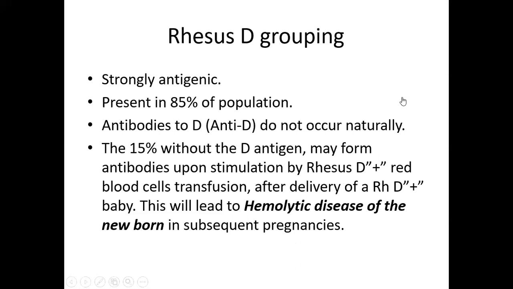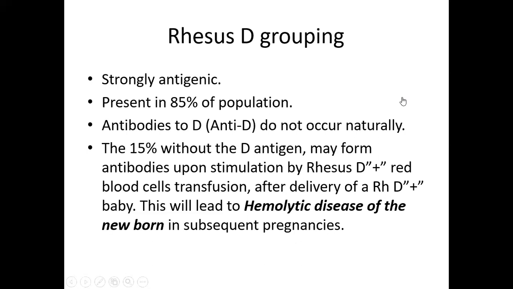And this is what you see here below. The 15% without the D antigen may form antibodies upon stimulation by Rhesus D positive red blood cells or after delivery of a Rhesus D positive baby. But we know that it can also be stimulated through other exposure, let's say organ transplantation and such. And this will lead to hemolytic disease of the newborn in Rhesus negative women pregnant from partners who are Rhesus D positive, in cases when they carry a Rhesus D positive fetus. So these women, during delivery or during abortion, can get exposed and their body will form anti-Rhesus D antibodies. That will affect the subsequent pregnancies, leading to hemolytic disease of the newborn.